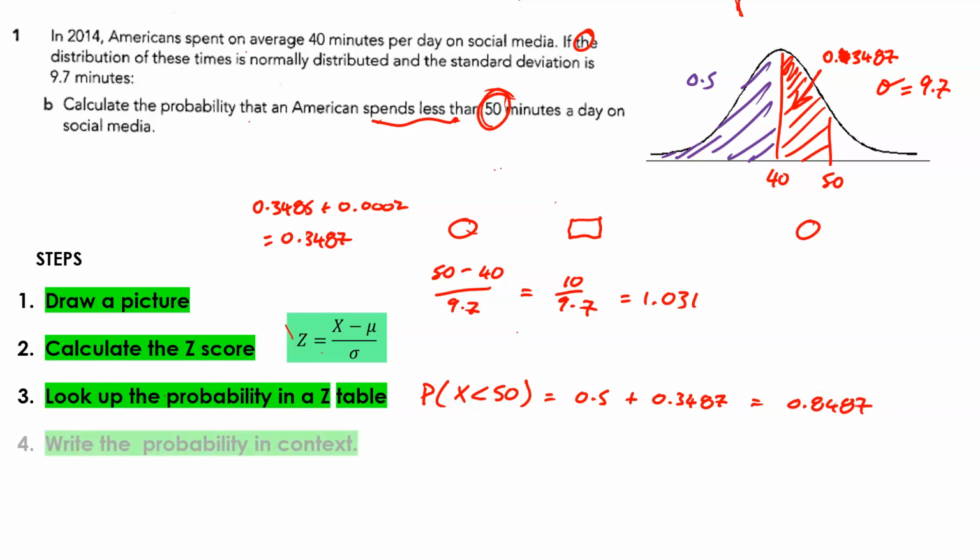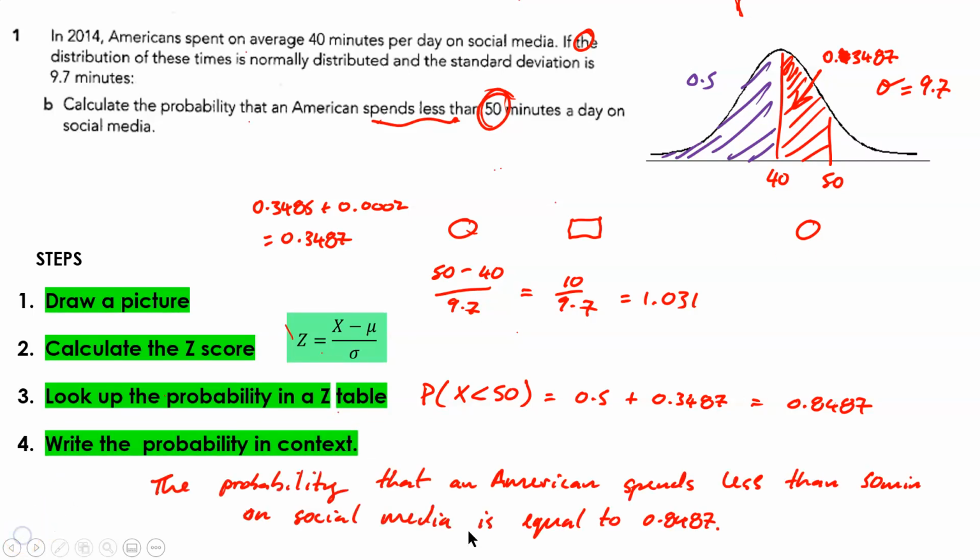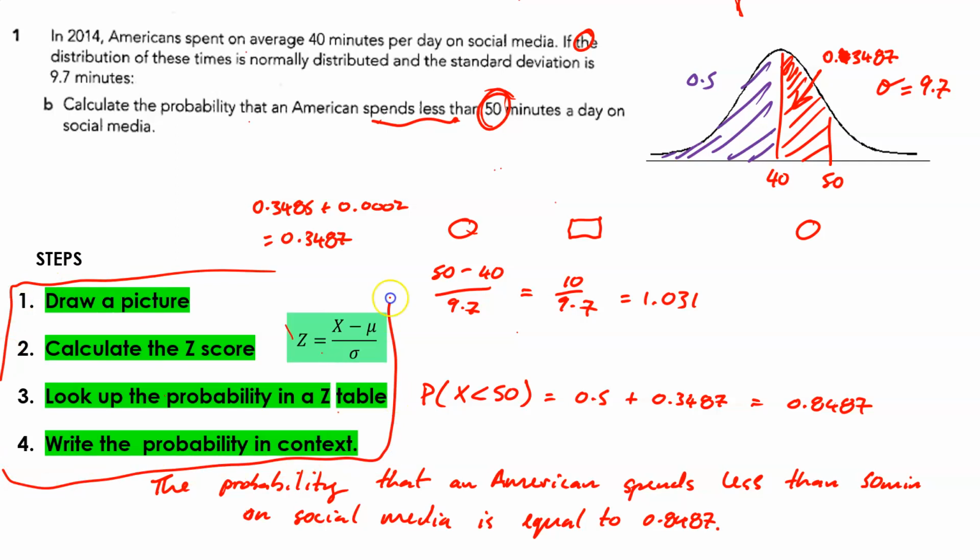And then the last thing to do is find the probability in context. The probability that an American spends less than 50 minutes on social media is equal to 0.8487. So that's a couple of questions. Hopefully you notice that in both questions we follow the exact same procedure each time. We let the diagram tell us what calculations we need to make, and we're really careful with our calculations as we go through.